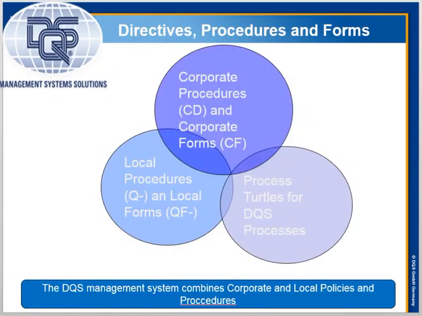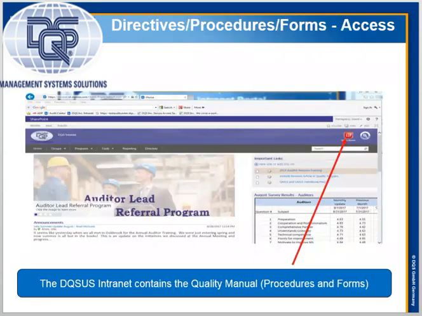DQS's documented quality system is composed of directives, procedures, and forms. Corporate directives are called CD, and there are also corporate forms. Local procedures, Q-, and local forms, QF, also reside as part of the quality system. And finally, we have process turtles for DQS's major processes. All of this documentation is available on the intranet.